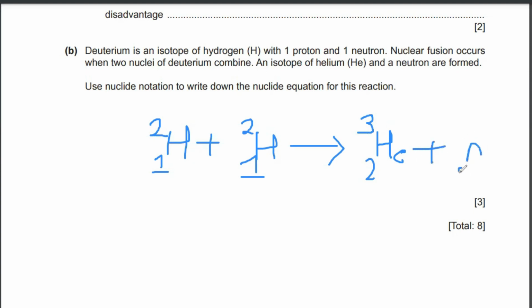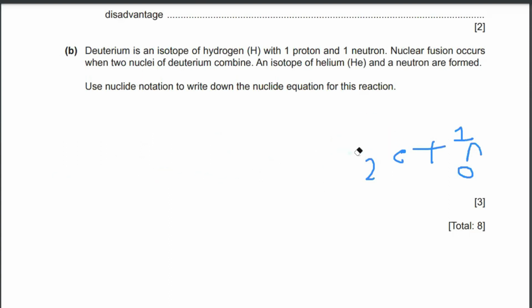We will write in the position of proton 0, because as this is a neutron, there is no proton, but the nuclear number considers a neutron, so we will write 1. So this is the nuclear notation for 2 deuterium atoms producing an isotope of helium and an extra neutron. So this is nuclear fusion. So in this case, 2 lighter elements, which is deuterium, combine to form one heavier element, which is helium, and this is what happens inside the sun.